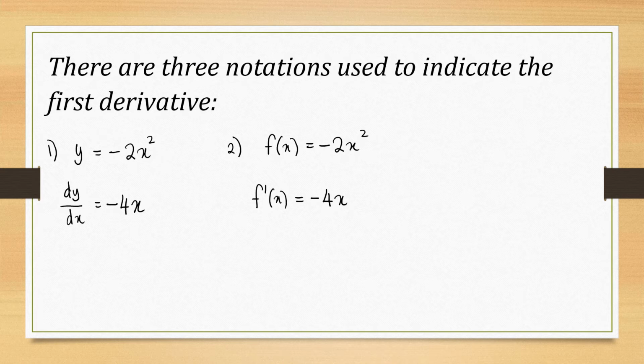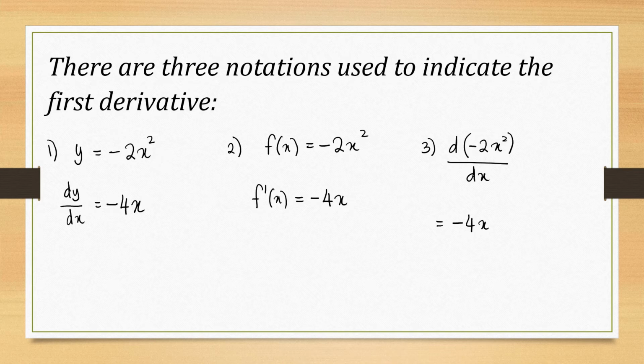So this is the second notation. Okay, the third notation is when the question gives you d of bracket negative 2x squared over dx. If you see the question like this, what you have to do is find the first derivative. The steps are still the same. Power bring in front, so 2 multiplied by negative 2, you will get negative 4. x power decreases by 1, so you get x to the power of 1.